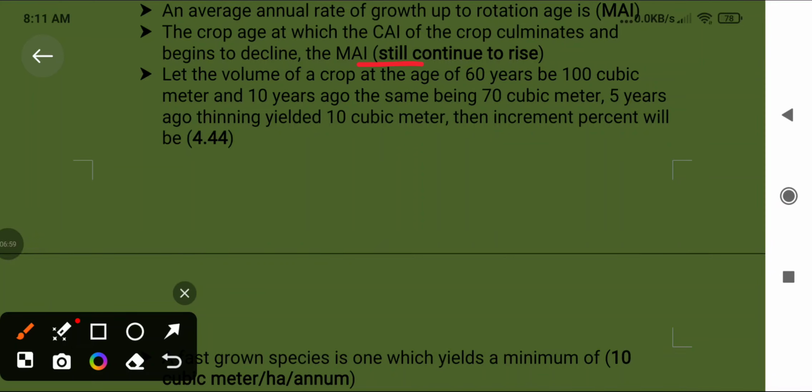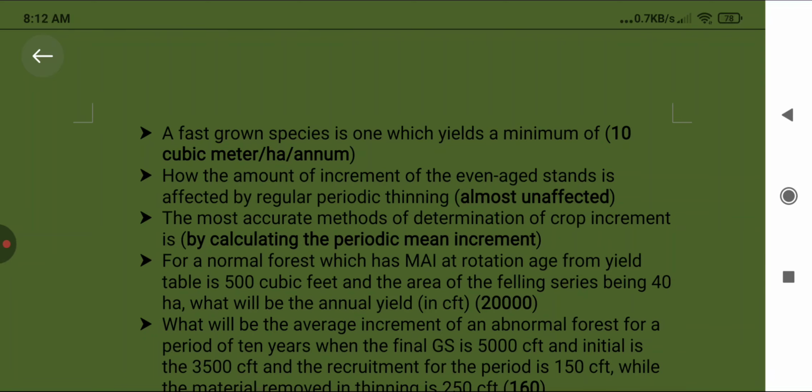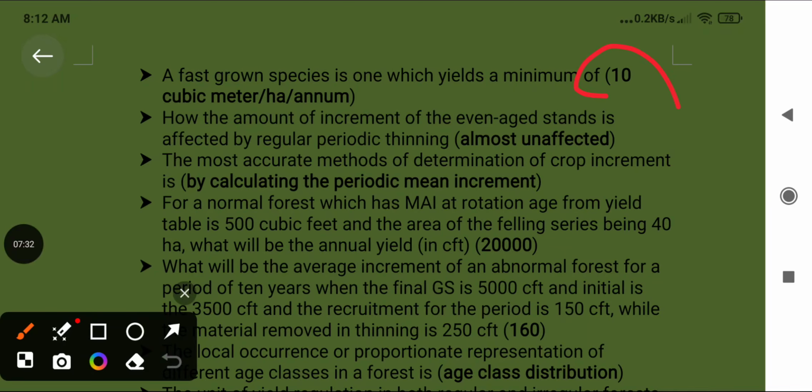Let the volume of a crop at the age of 60 years be 100 cubic meters and at 65 years the same be 70 cubic meters, and 5 years ago thinning yielded 10 cubic meters; the increment percent will be 4.44. A fast growing species is one which yields a minimum of 10 cubic meters per hectare per annum. So fast growth must give this much, 10.